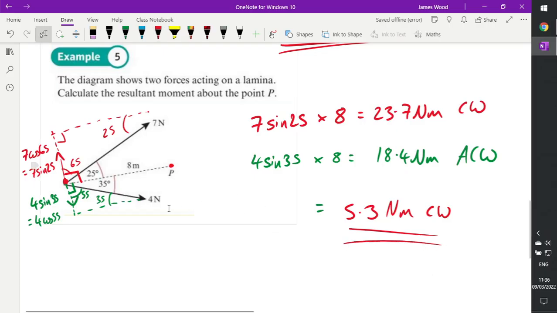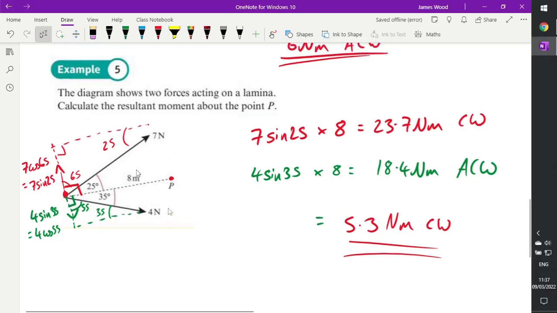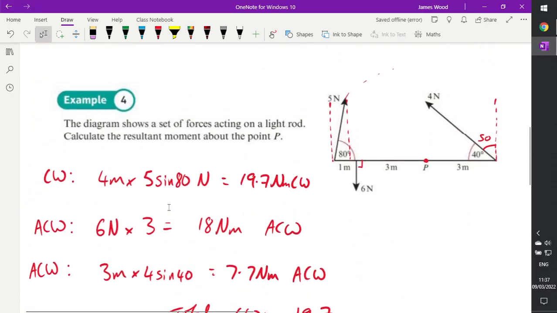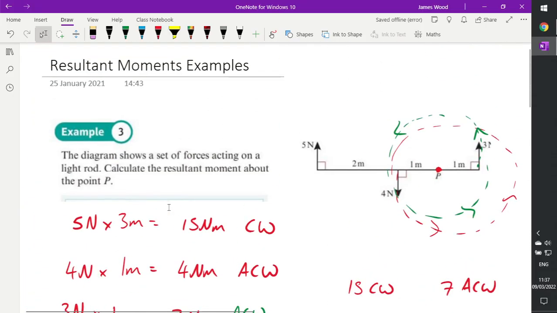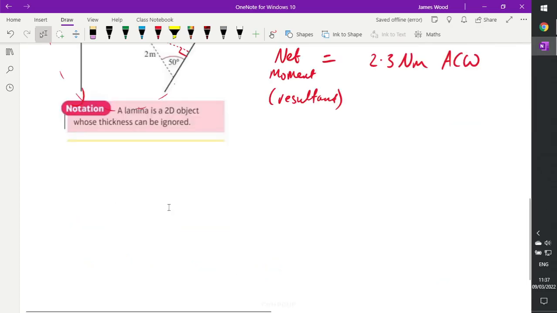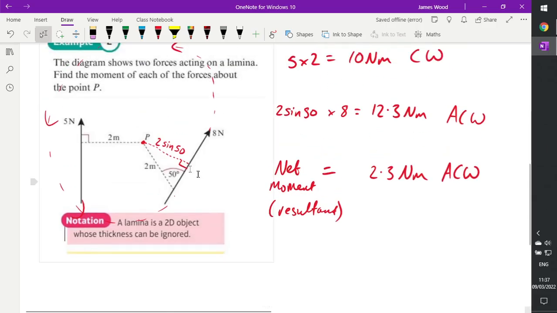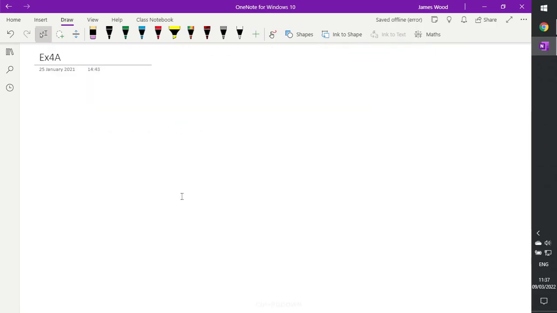So the important thing here is just forming a 90-degree angle between your force component and the distance, or you might split up the distance instead, like on some of the previous examples that we did. There's one where we split up the distance, like this one here. Here we split the distance so that then that was perpendicular to the force. That's the key thing.